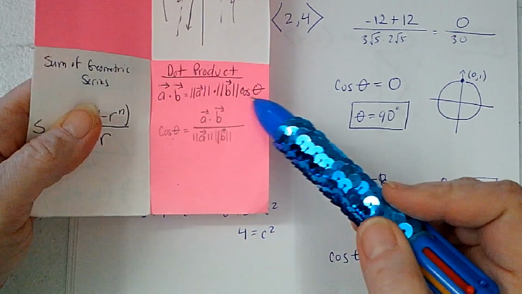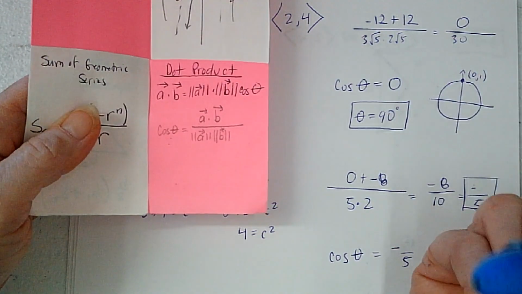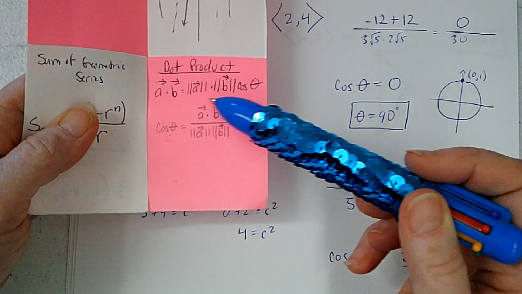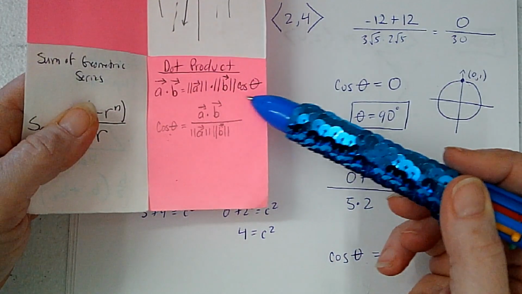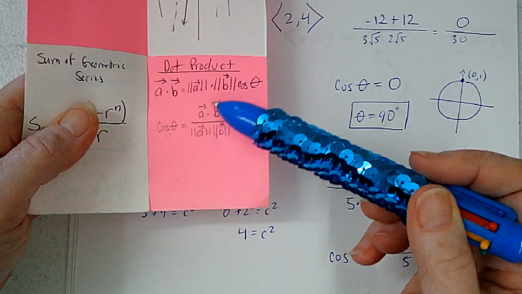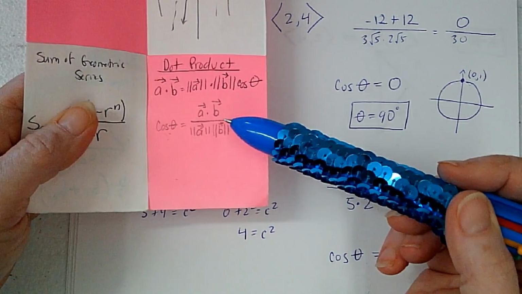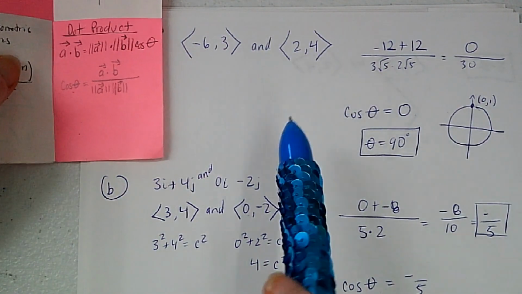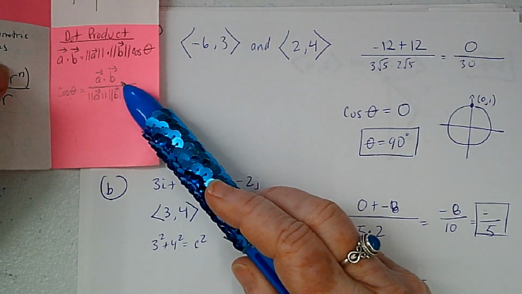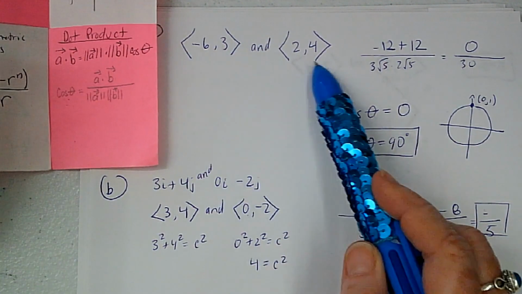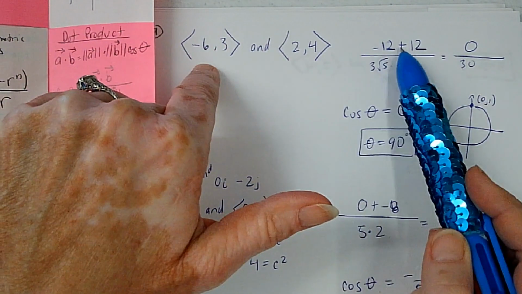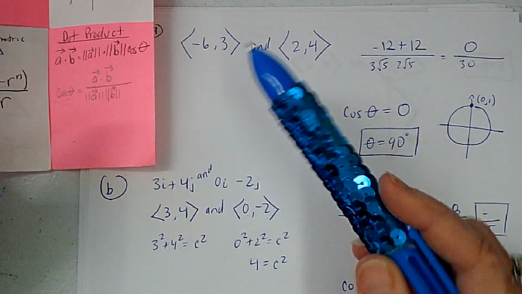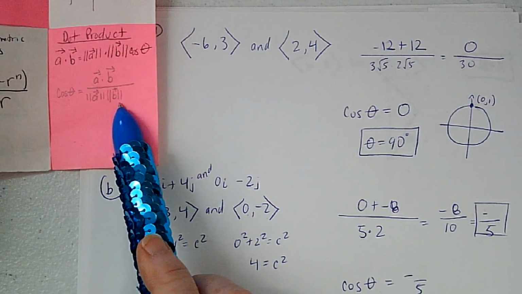And this is the same formula that you just saw in your textbook in the math notes box, but all I did is I divided both sides by the magnitude of A times magnitude of B, so that it's nice and neat and tidy for me. And now I'm just going to follow this using these two vectors. On the top I have to do A dot B. So I'm going to go negative 6 times 2 is negative 12. 3 times 4, that's positive 12. And then I'm going to divide that by the magnitude of A times the magnitude of B.